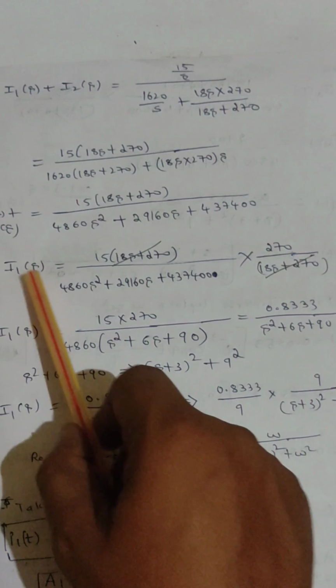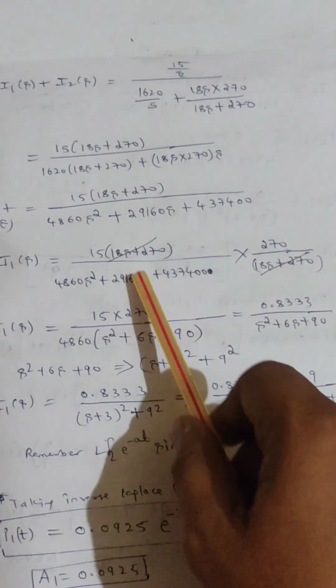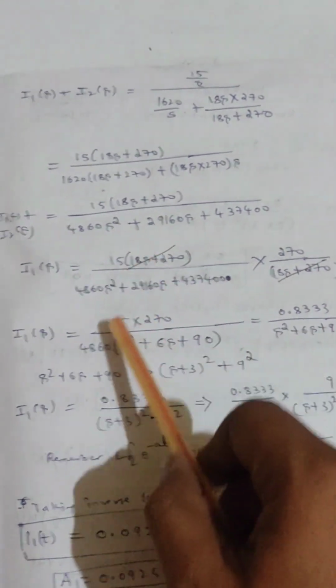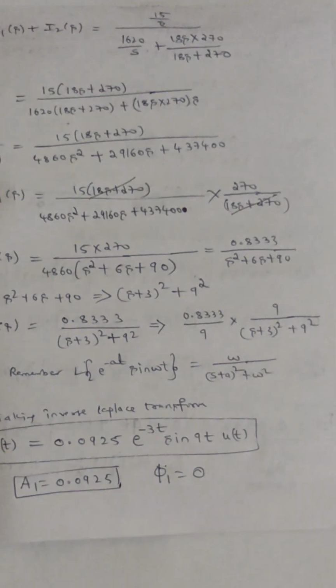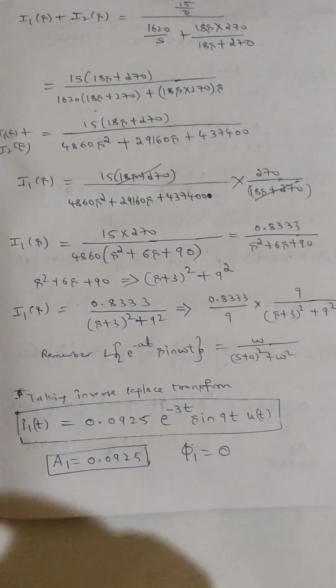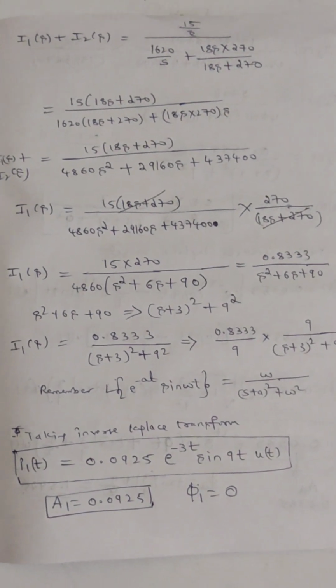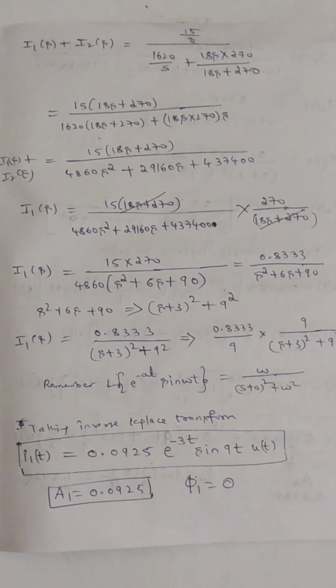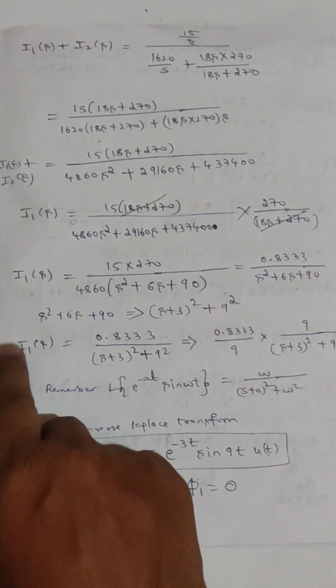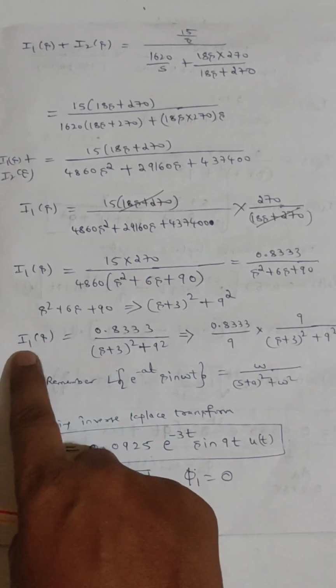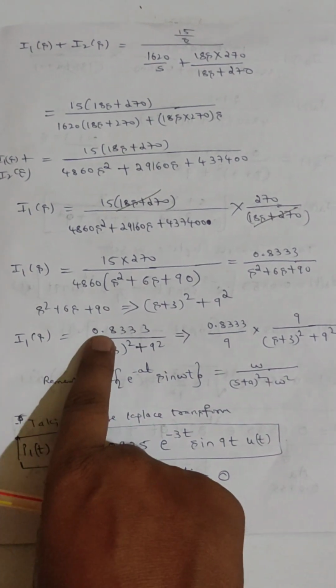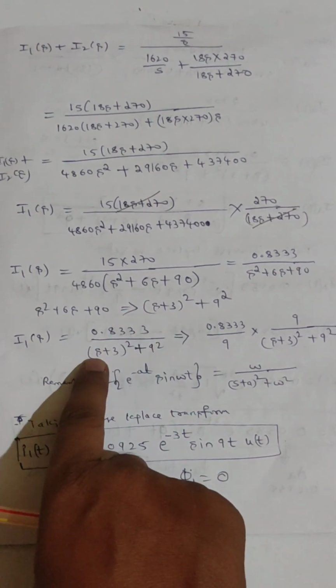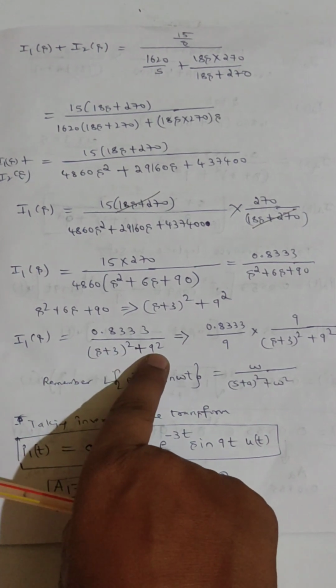Later I1 of s we represented in this manner. We cancelled these two parts. Please go through this in detail, copy down in a sheet of paper and start analyzing all the steps. So we got I1 of s. Finally, I1 of s is 0.8333 divided by (s plus 3) whole square plus 9 square.